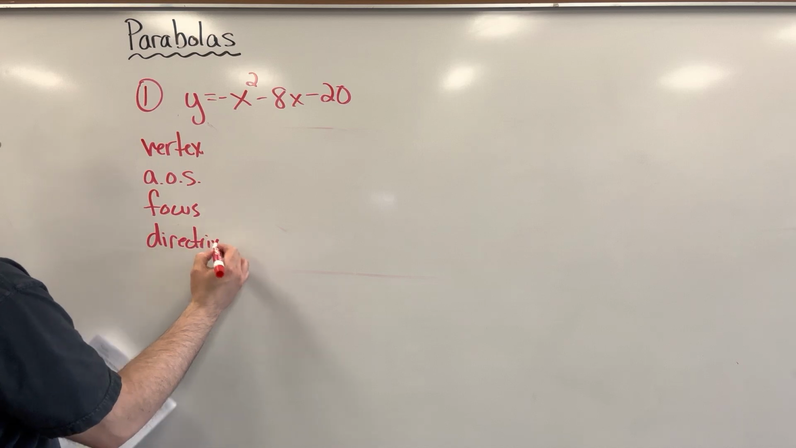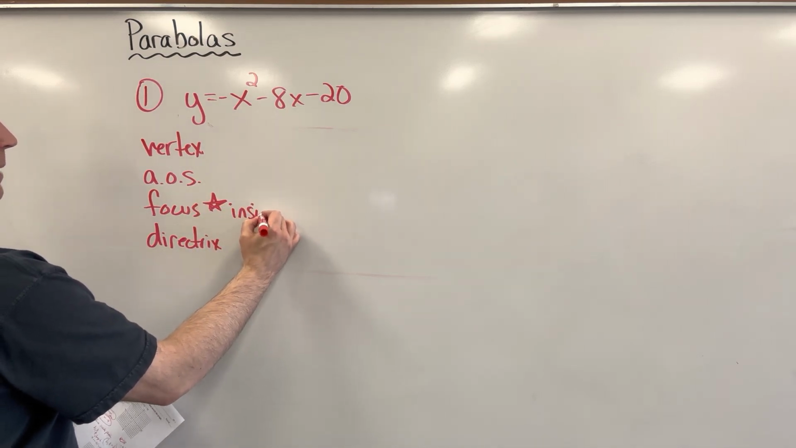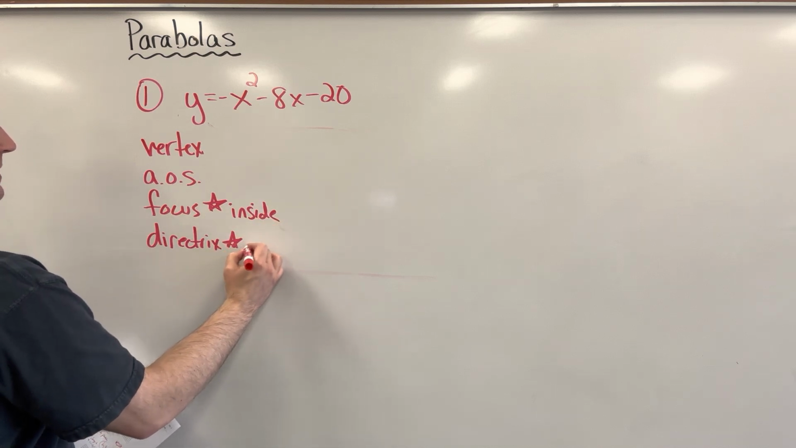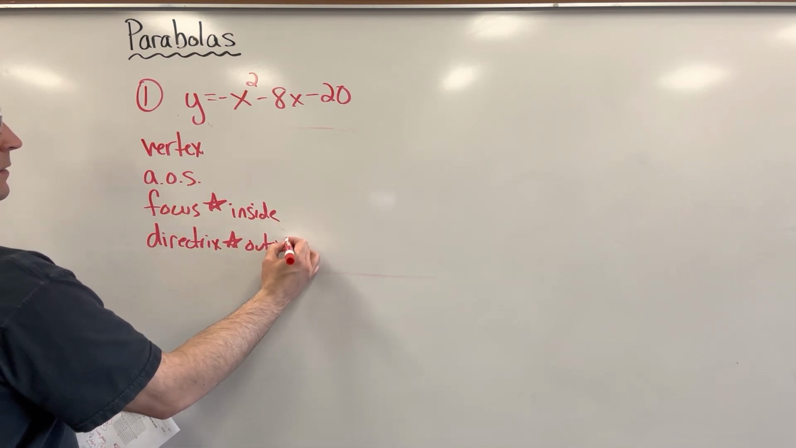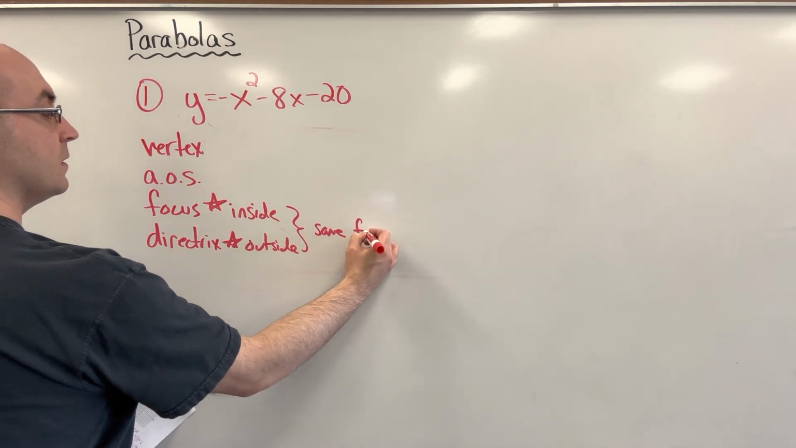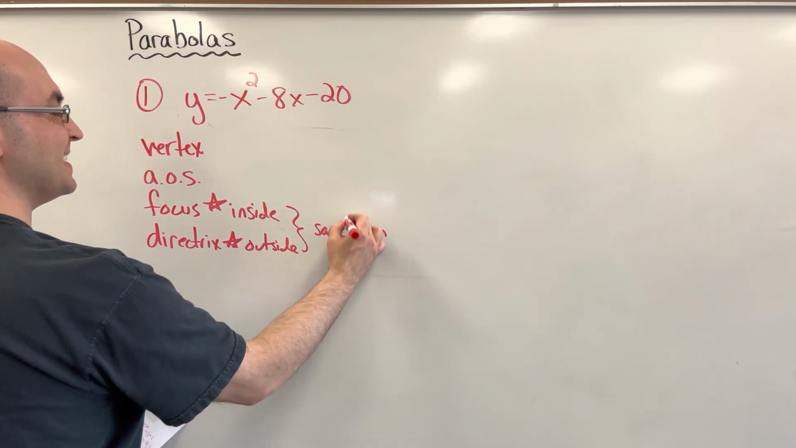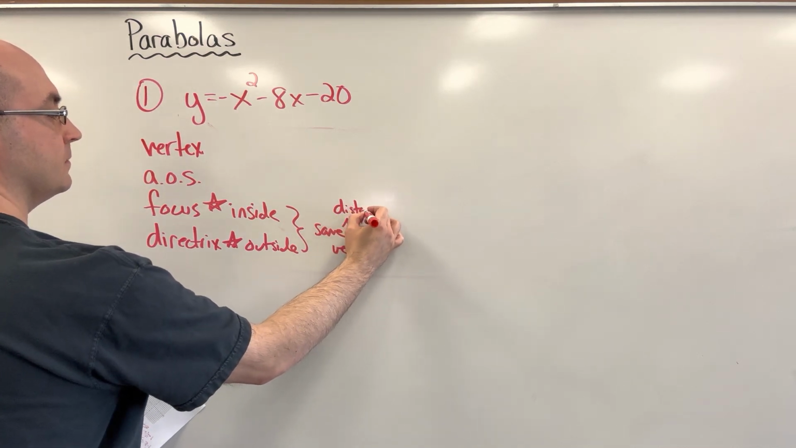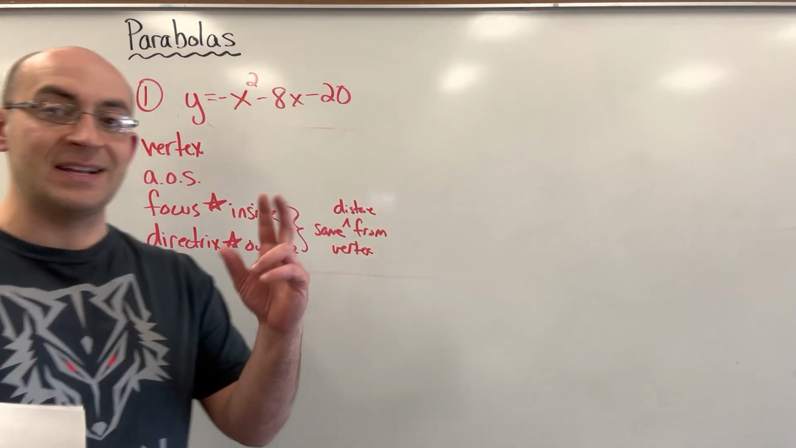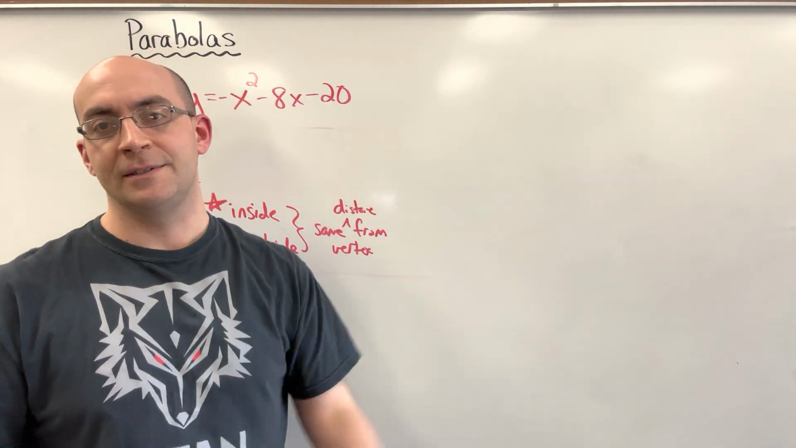Okay. Two things to remember about the focus and directrix. The focus is always inside of the parabola, and the directrix is always outside. The important thing about both of them is that they are the same distance from the vertex. They're equidistant from the vertex, just the focus is on the inside of the parabola and the directrix is on the outside.